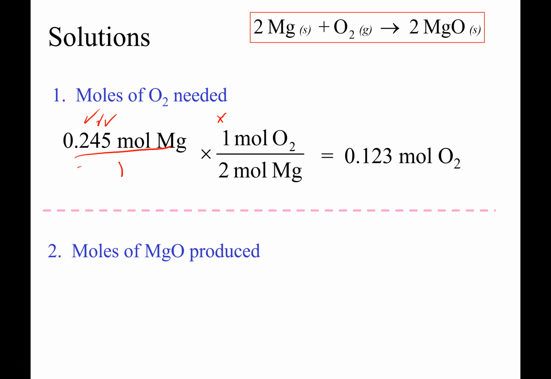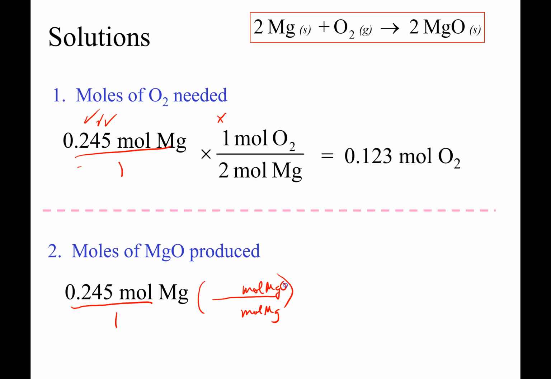The next one looks similar. We're going to use as a starting point 0.245 moles of magnesium. I usually put that over 1. And this is literally where I tell students I would write moles of magnesium. I write the units first. And we're going to go to moles of MgO. I would write those units.